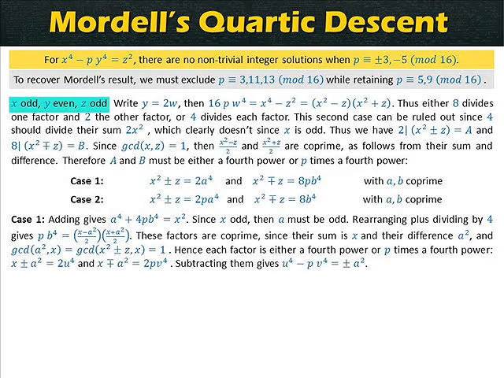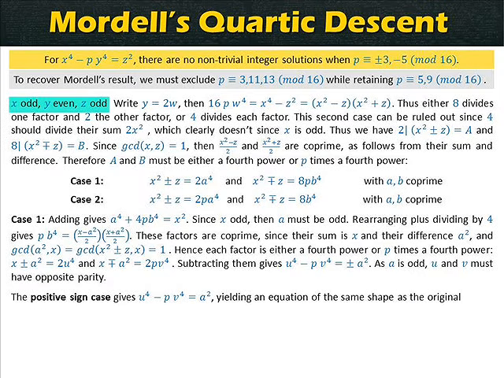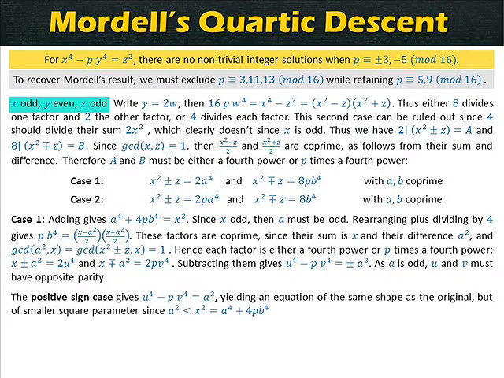Subtracting them gives u raised to the fourth minus p times v raised to the fourth equals plus minus a squared. As a is odd, u and v must have opposite parity. The positive sign case gives u raised to the fourth minus p times b raised to the fourth equals a squared, yielding an equation of the same shape as the original, but of smaller square parameter, since a squared is smaller than x squared, hence producing a descent.